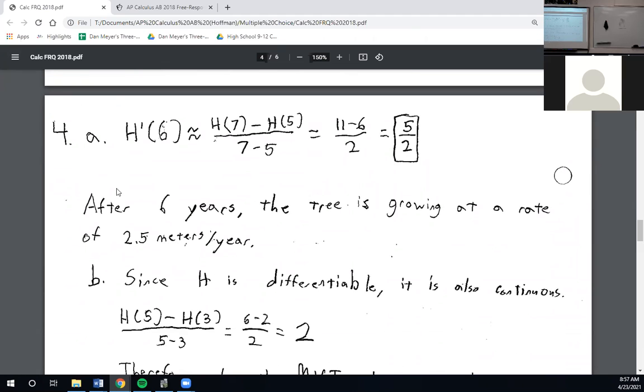Sorry, on part A, they also wanted you to explain. It said using correct units. So one of the things you need is the units of meters per year. You want to talk about what the 6 means. You want to talk about what the h prime means, which is the rate of the function they gave you. So the rate of the height.